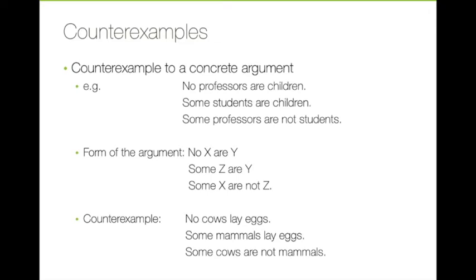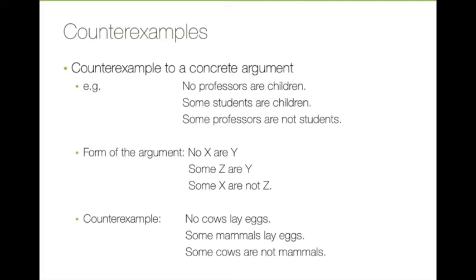First, let's start by looking at a sample concrete invalid argument. No professors are children. Some students are children. From that, this argument concludes that some professors are not students. In this argument, both of the premises are true. Professors aren't children. Some students are children. And the conclusion is true. Some professors aren't students.